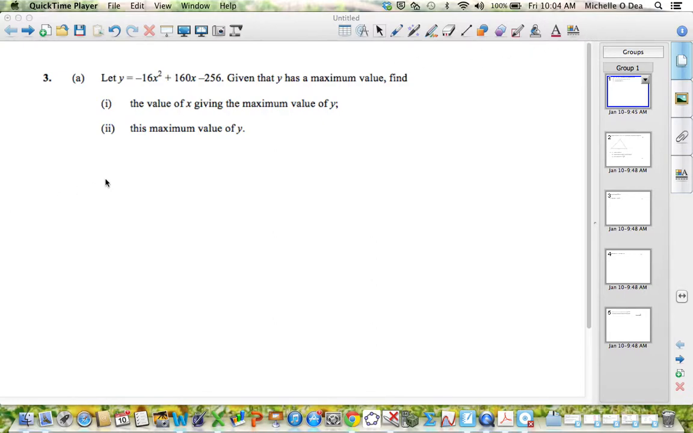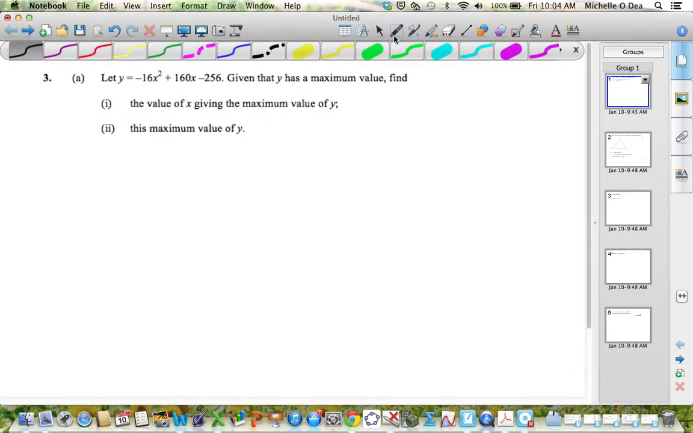I'm going to go over how to do question 3 from the IB questions, the trig IB questions. So, part A, we're given a quadratic here, and we're asked to first of all find the value of x that gives a maximum value of y.